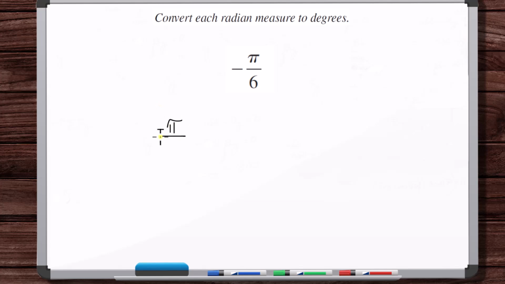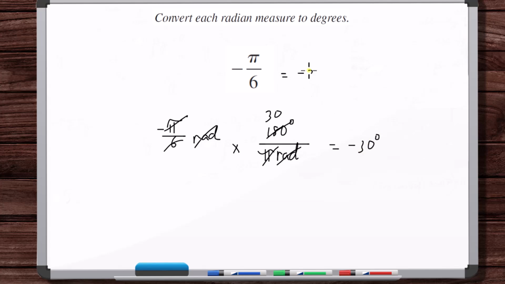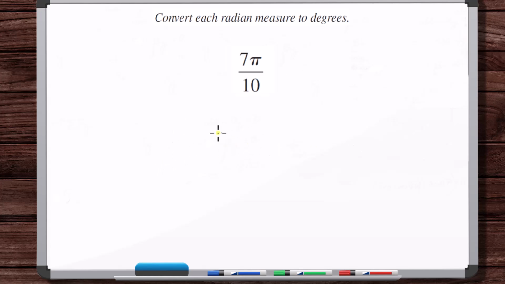Okay, minus pi over 6 radians times pi radians for every 180 degrees. So this is minus 30 degrees. Okay. 7 pi over 10 radians times the fact that there are pi radians for every 180 degrees.